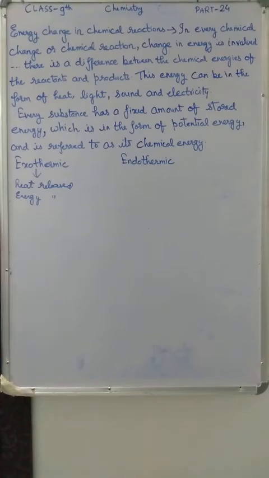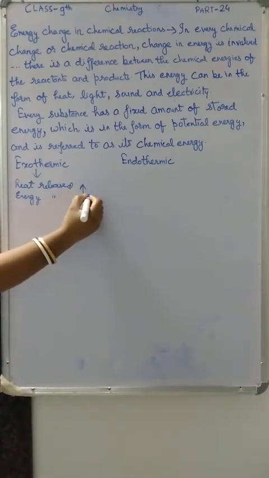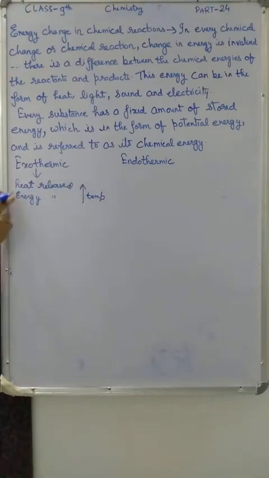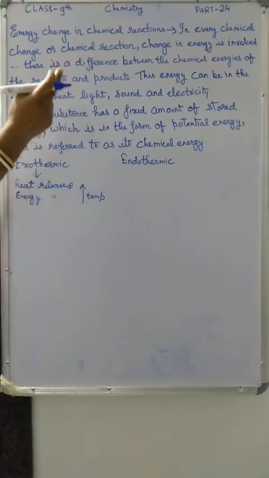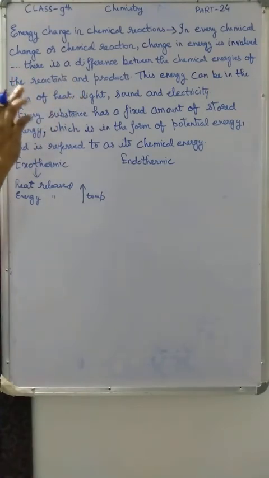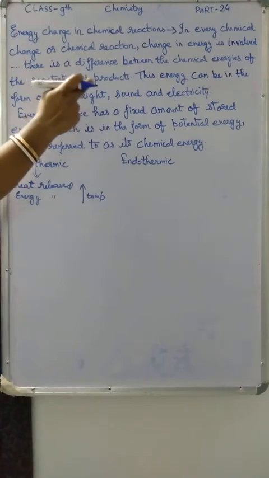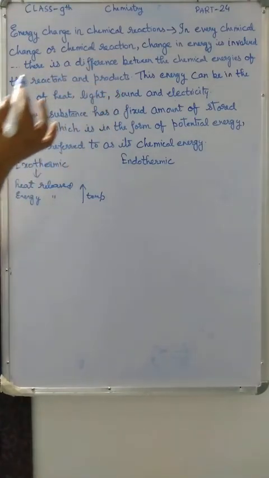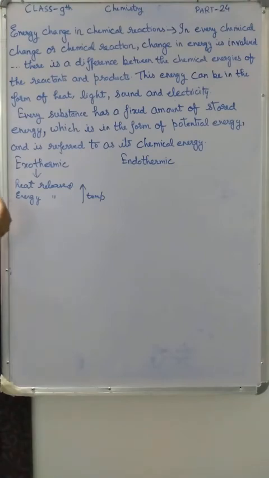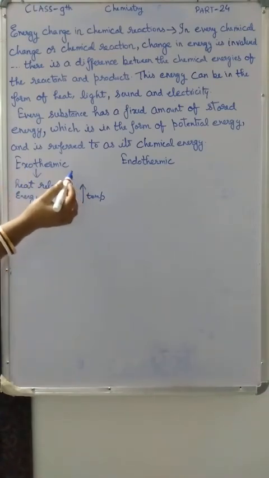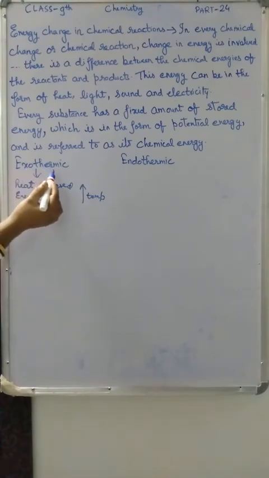It causes a rise in temperature. Heat is a form of energy, and I told you this energy can be in any form: heat, light, sound, or electricity. So a chemical reaction in which heat is released is called an exothermic reaction. Because of an exothermic reaction, temperature increases.